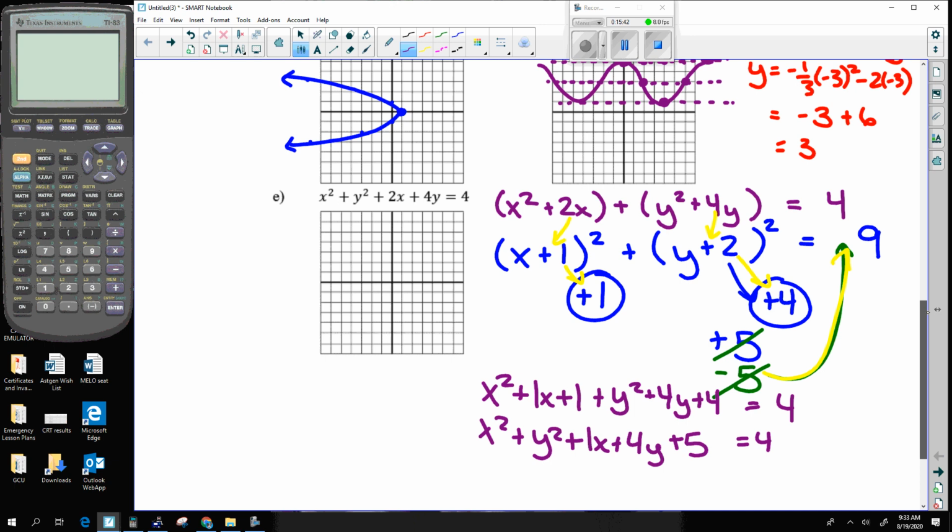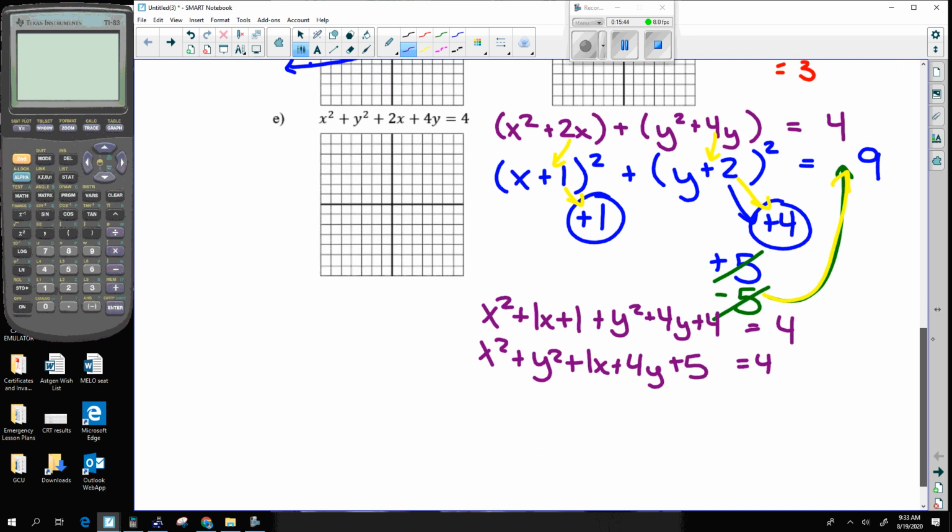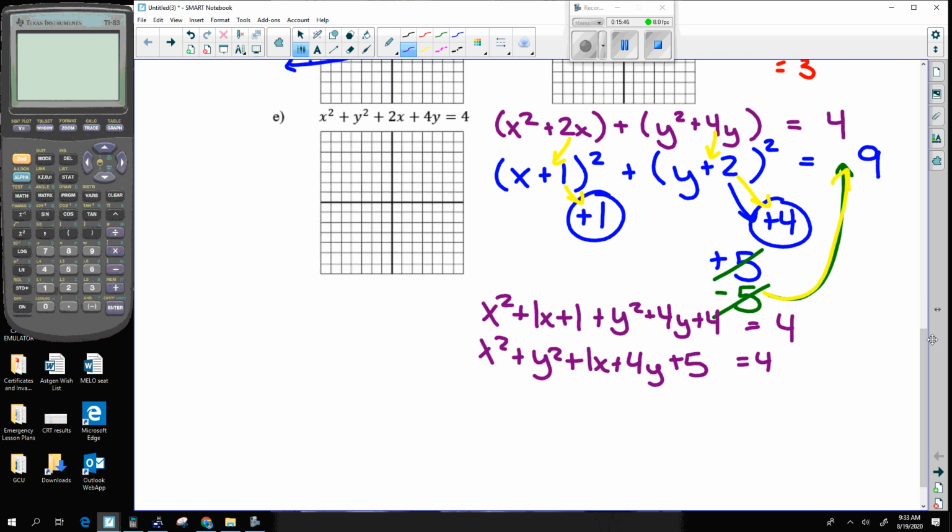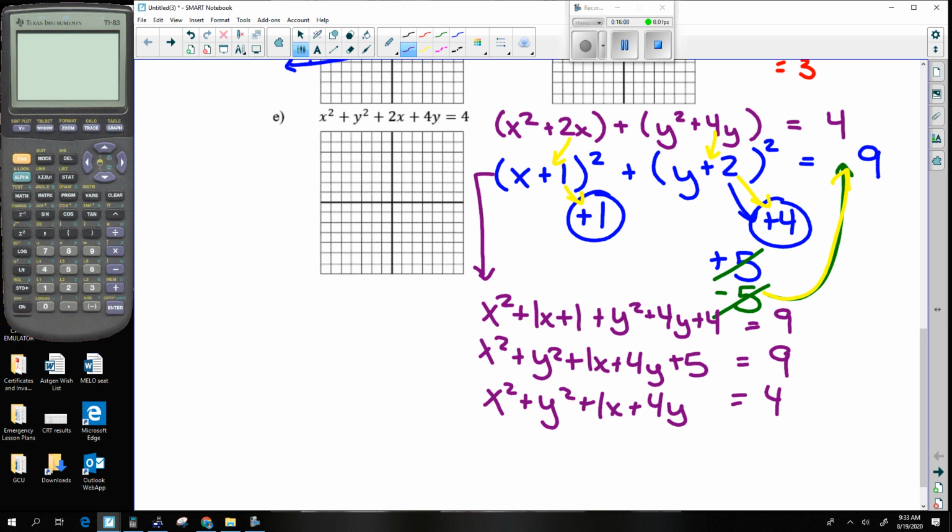Oh, I'm sorry. This was equal to 9. I'm running off of this. Is equal to 9. Thus, subtracting 5 from both sides, x squared plus y squared plus 1x plus 4y is equal to 4, which is exactly the original question.